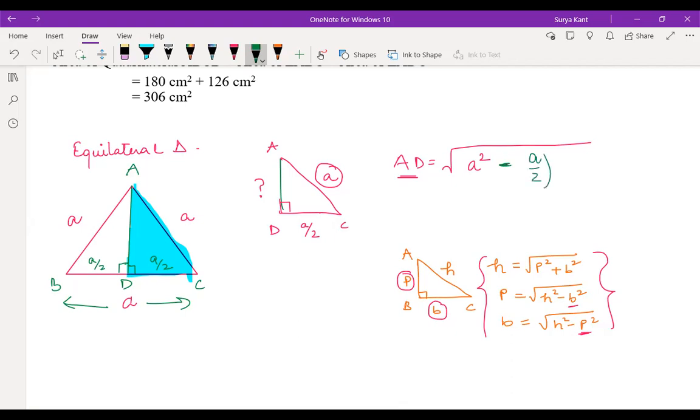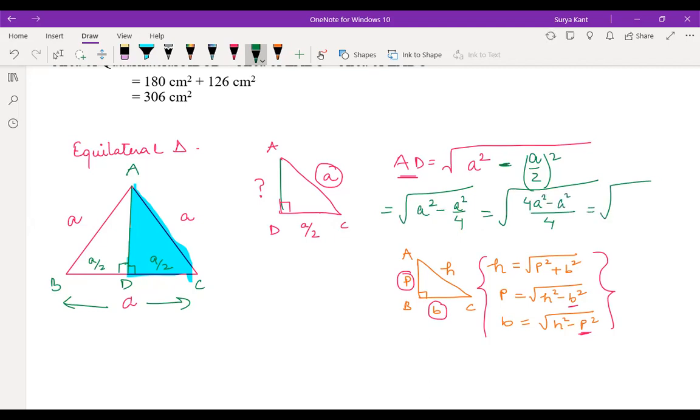A by 2 square. Okay, very good. Next, what can we write here? A square minus A square divided by 4, correct? Yes, sir. Then for the LCM, we can take 4 only. So we can write here 4A square minus A square.